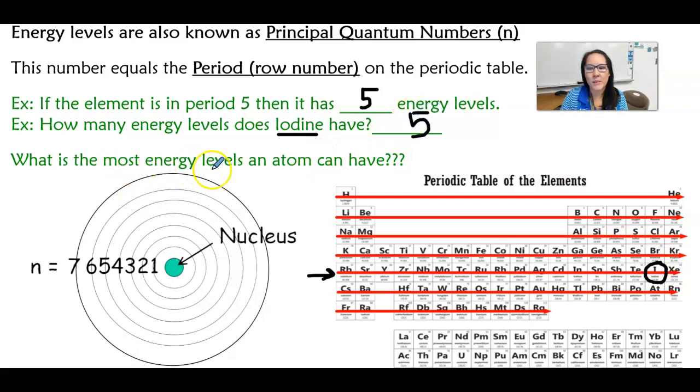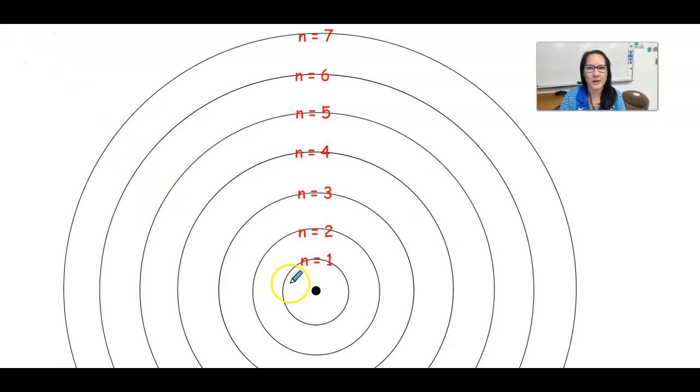Finally, what is the most energy levels an atom can have? Remember that we could get all the way down to 7 rows on the periodic table, so 7 energy levels is the highest an atom could have. Here is an example of an atom where I've denoted each energy level with n equals and the number of the energy level. So n equals 1 is closest to the nucleus, with the least amount of energy on these electrons. And then this is n equals 2, n equals 3, 4, 5, 6, and 7. So the farther out the electron is from the nucleus, the more energy that electron has.